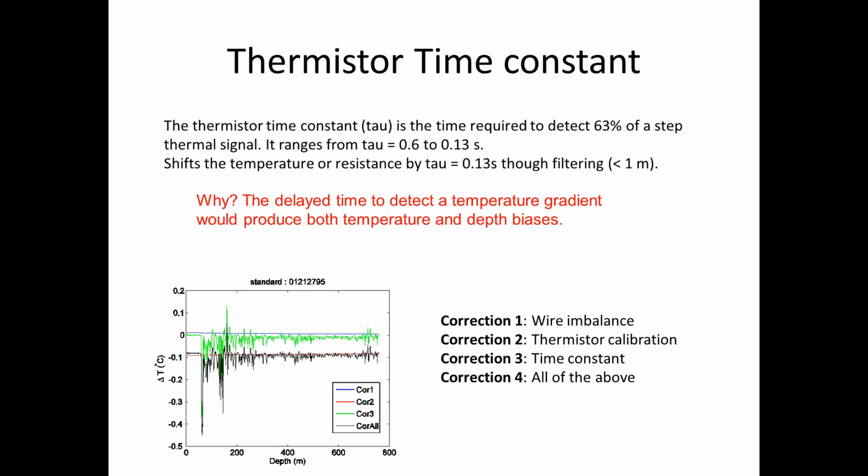So just to see more or less how each correction behaves after correcting the temperature, we see that both the wiring balance and the thermistor provide one offset in temperature, and the time constant just shifts. So we see just the shifted profile. When we calculate the difference, we see that where the gradients are stronger, we have the most difference here.